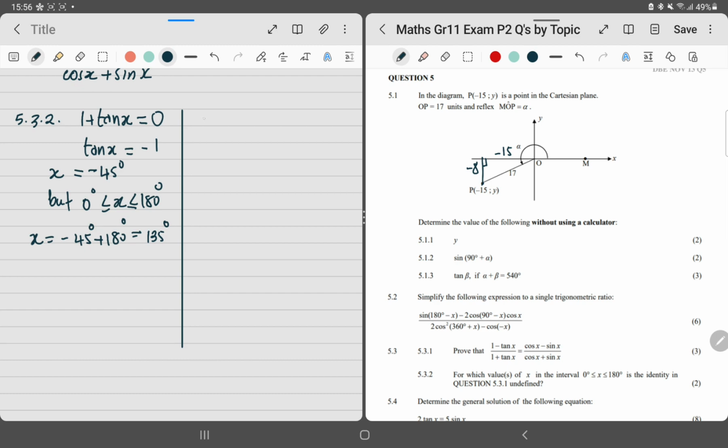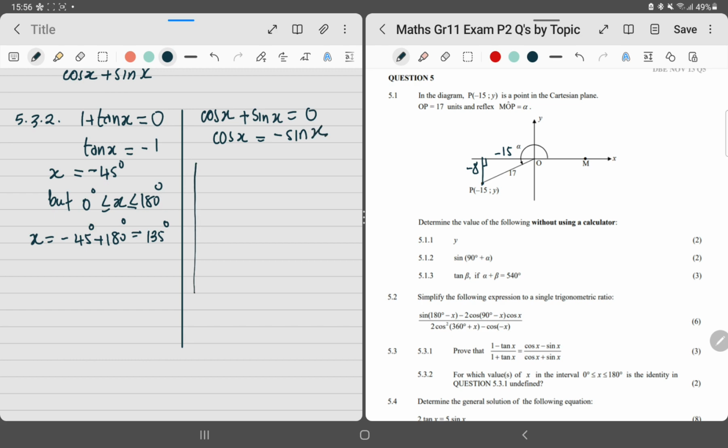Let's try the right hand side. You needn't do both of these, just use one side to find the value of x, and that's it. So cos of x plus sine of x is equal to 0. It means that cos of x is equal to negative sine of x.